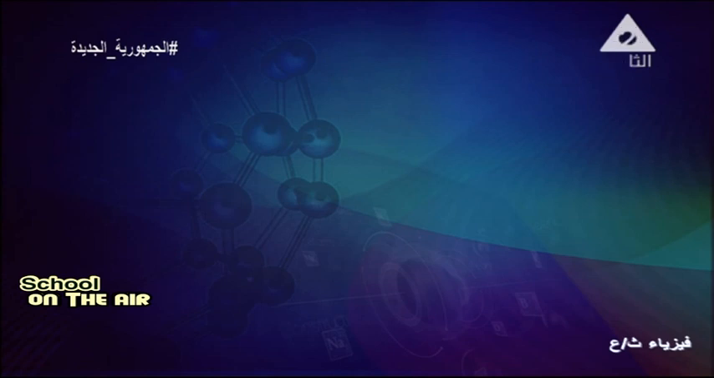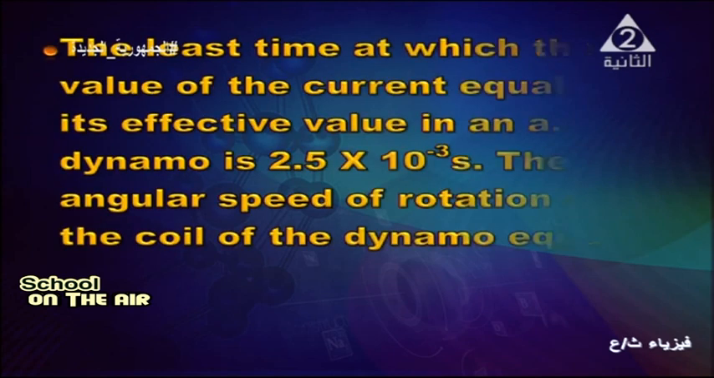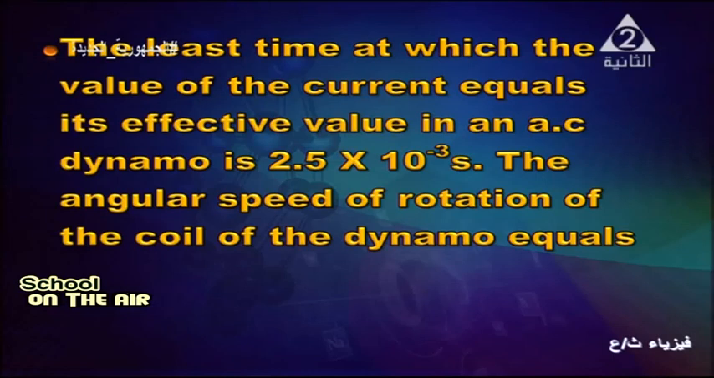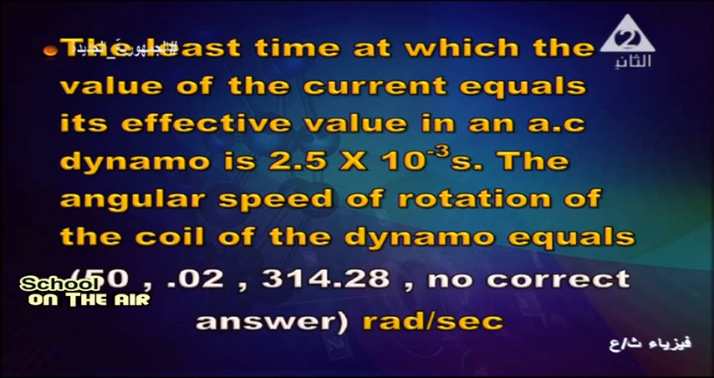Okay, another important choice, the least time at which the value of the current equals its effective value in an AC dynamo is 2.5 times 10 to the power of negative 3 seconds. The angular speed of rotation of the coil of the dynamo equals 50, 0.02, 314.28, no correct answer. The unit is rad per second.